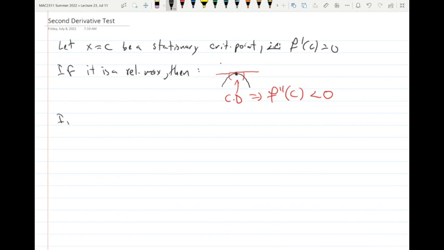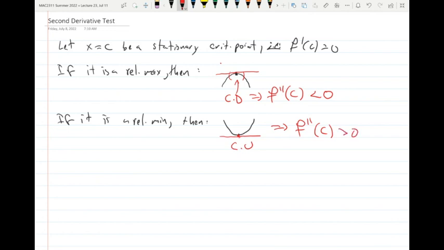And then similarly, if it would have been a relative min, then what was the picture? It would look like something like this. Right? With your tangent line down there. Yes? What's the concavity there? This is concave up. So that means that if I find my second derivative and I plug in c, what am I expecting to get? A positive number. This is called the second derivative test.